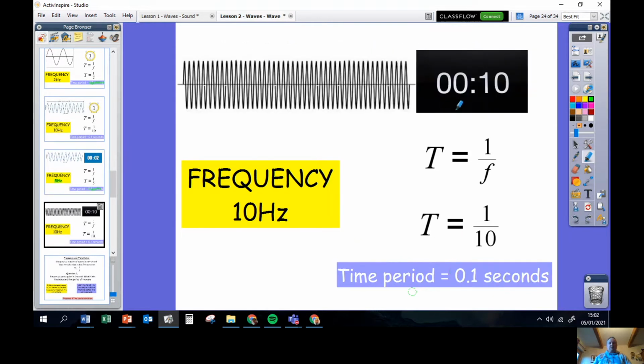What about our other example? Frequency 10 hertz, 10 waves every second. So my time period is 1 divided by the frequency, 1 divided by 10. 1 divided by 10 gives me 0.1 seconds. So all you're doing is 1 divided by the frequency.